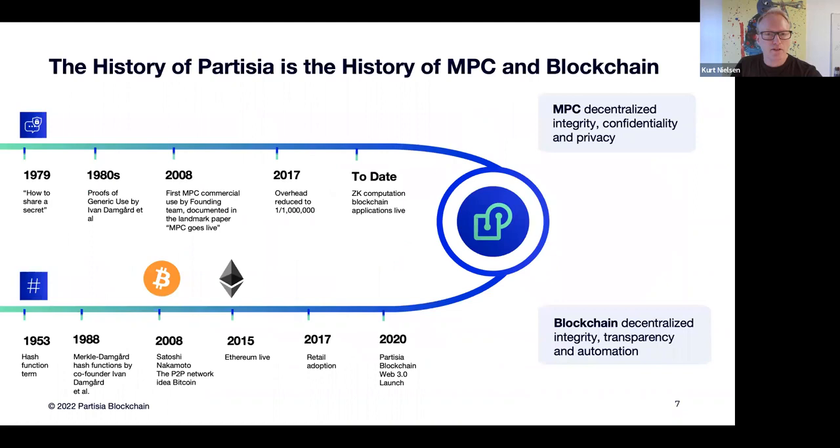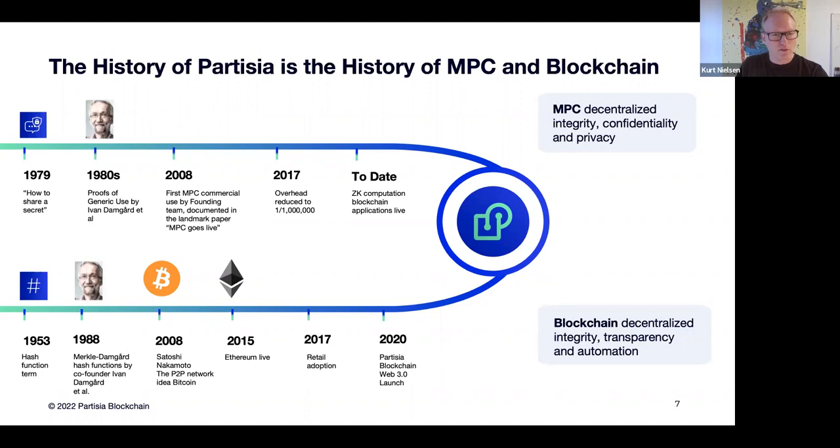And the team behind this has been working on this for quite some time. The aim is to bring these two types of decentralized cryptography solutions together: MPC, a technology that solves for privacy, and the blockchain, which is creating this decentralized, transparent ledger. Combining these two, you have basically what you need. And as mentioned, the team has been around for some time trying to solve this problem.